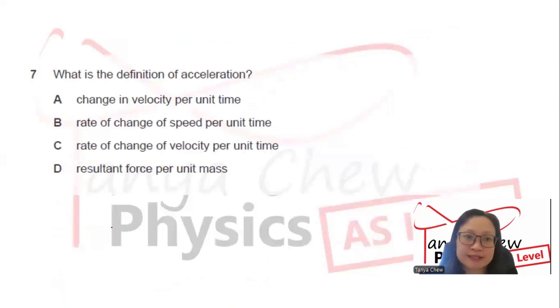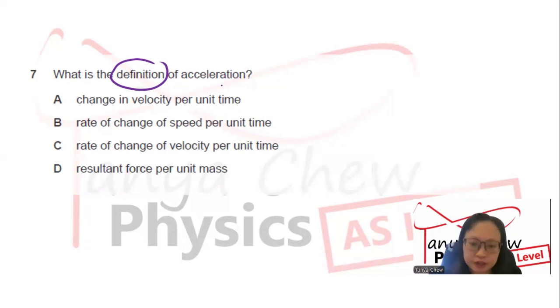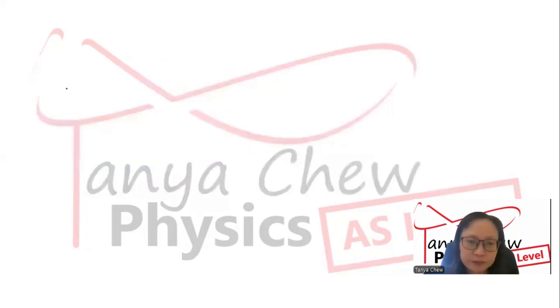Now, the next one, number 7, what is the definition of acceleration? Remember one thing, there is only one definition for all the physical quantity. Acceleration is defined as the change in velocity per time taken. Change in velocity per unit time. That is the definition of acceleration. So A is the answer.